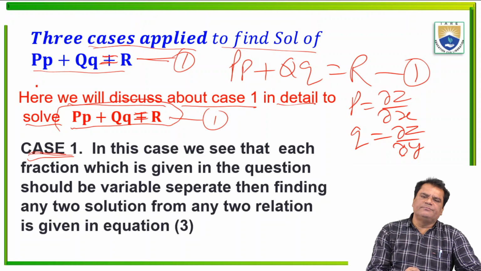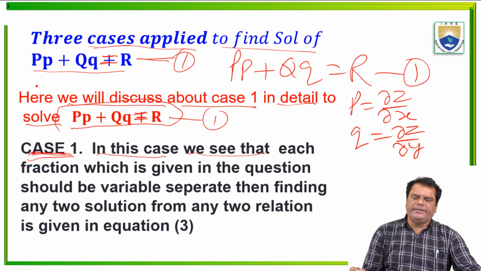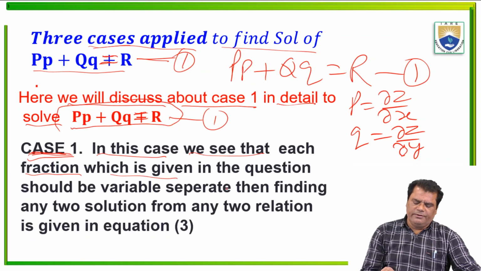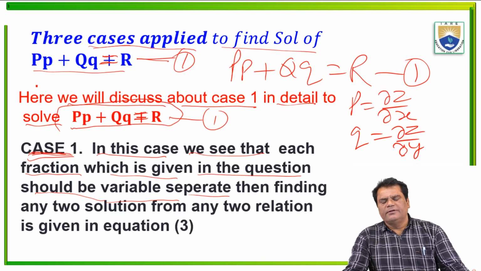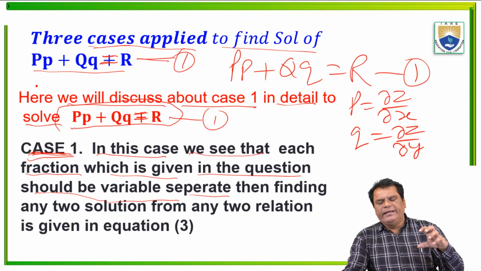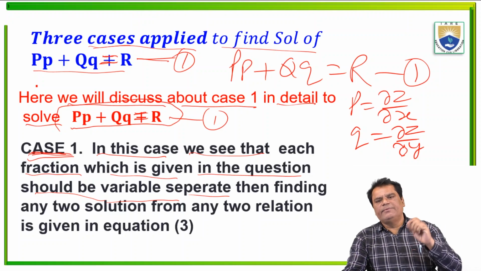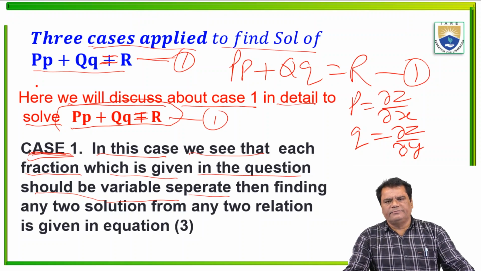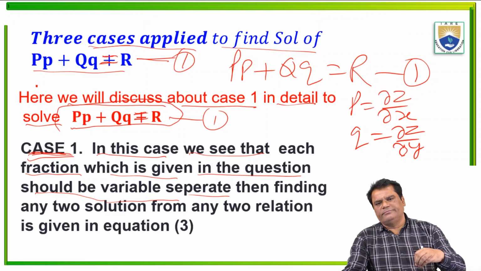All questions that satisfy the condition of case 1 come in this case. In this case, each fraction given in the question should have separable variables. First of all, the question is given in our question paper; comparing it with the general Lagrange partial differential equation, we can find the values of P, Q, R. After that we find the auxiliary equation of equation 1, that is dx upon P equal to dy upon Q equal to dz upon R. This is known as the auxiliary equation. Now we put the values of P, Q, R in the auxiliary equation.